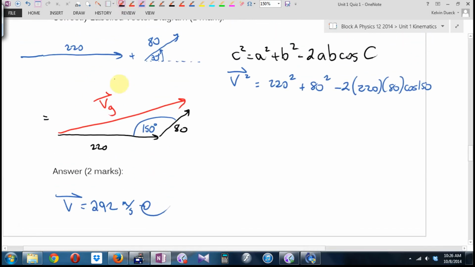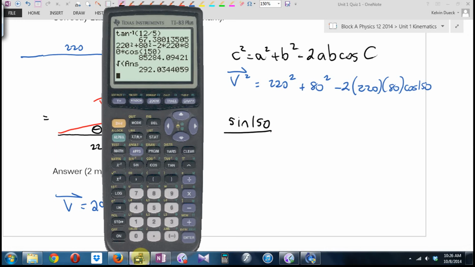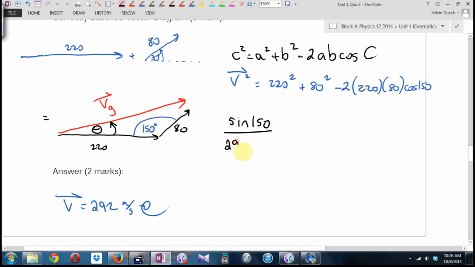Well, I guess the angle that I want is that guy there, which looks fairly small if my diagram is roughly to scale. In other words, if I get an answer of 78 degrees, I probably made a typo somewhere. Now what? Sine law. The sine of 150 over what's across from it, which is 292.03, equals the sine of mystery angle theta over what goes with mystery angle theta, which is 80.